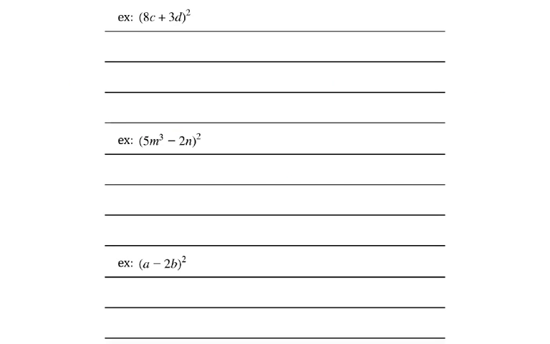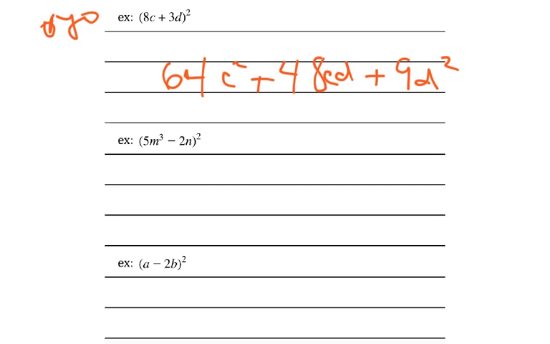Here are a bunch of examples, and make this one on your own. Show the answer in just a moment. 64c squared plus 48cd plus 9d squared. This one, however, is a little bit more ugly. So let's try this one together.